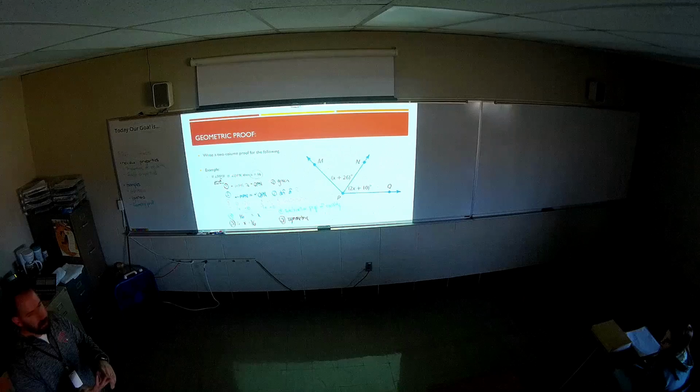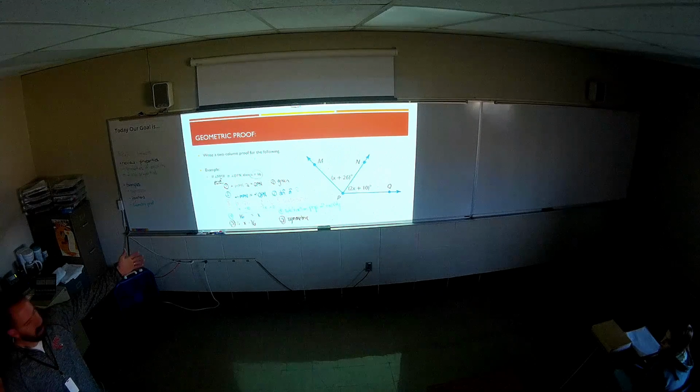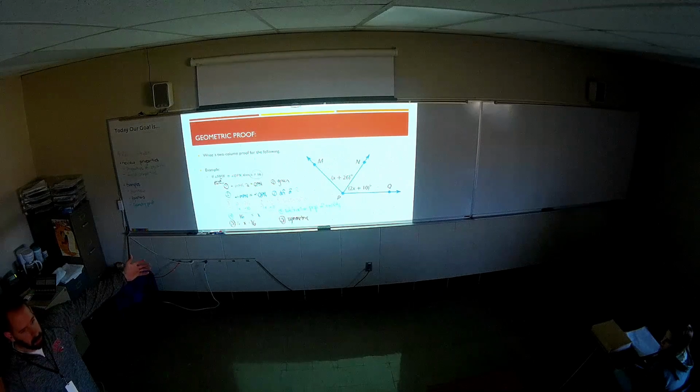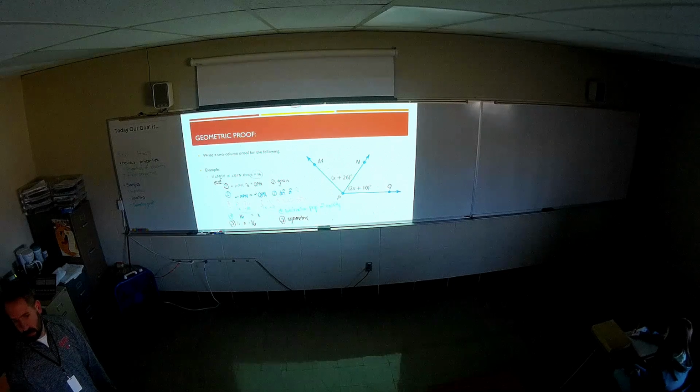You always start with what you're given. Usually line 2 is redefining what that means, because you usually have to define what congruent means. And then you're just doing some simple work, some simple algebra like this. Okay, does that make sense?